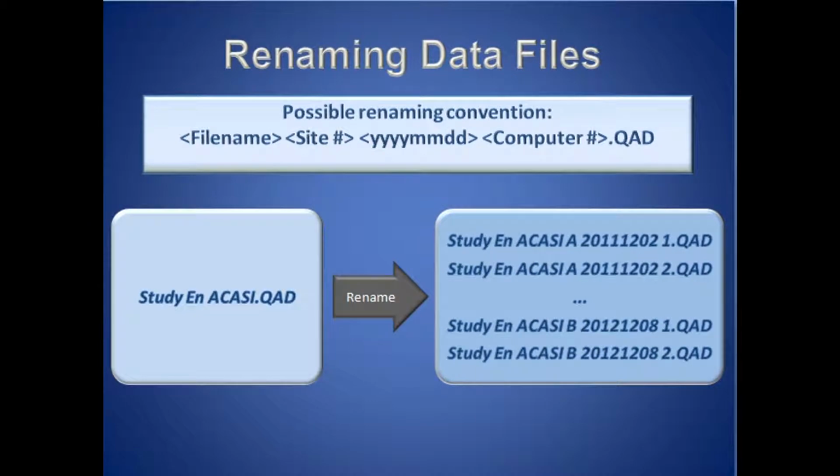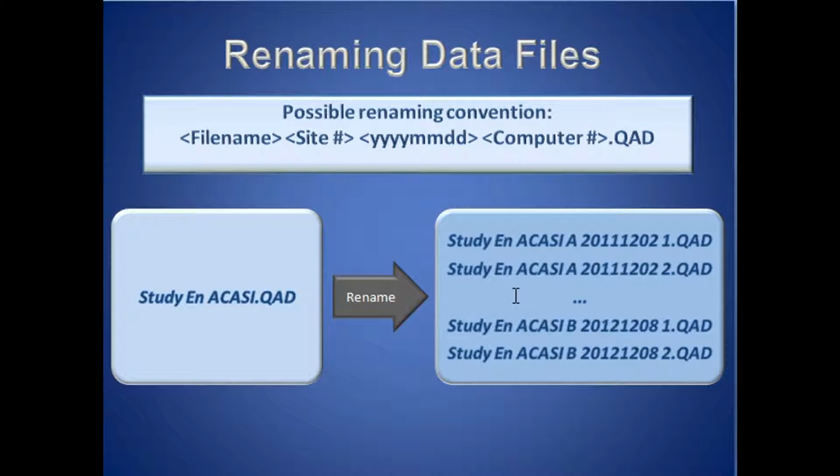We generally recommend that you rename and close out your QDS data files on a regular basis, so you will need to decide on a renaming convention for each study. For example, on a regular basis, such as weekly, each QAD data file on each interview computer could be closed out by renaming with the file name, site indicator, date, and data collection computer number. So, Study on ACASI.qad could be renamed to the following.